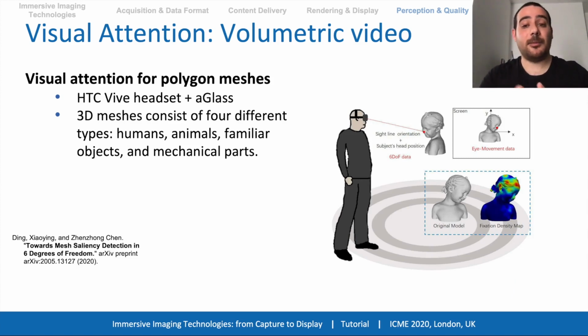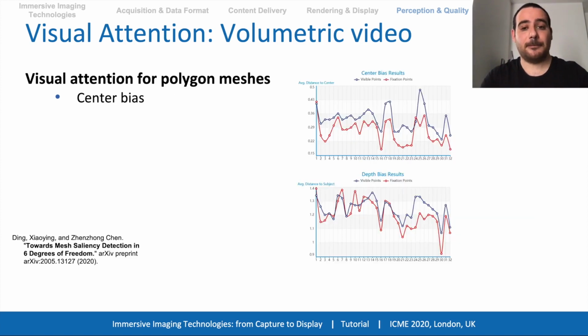Similarly, another attempt is to estimate visual attention for polygon meshes with subjective and objective experiments. One of the interesting analyses of this paper is the analysis of depth and center bias. The user studies in this paper show that the center bias exists in visual attention of meshes, but there is no depth bias for visual attention of meshes. For other analyses, I would suggest checking the reference paper on the slide.